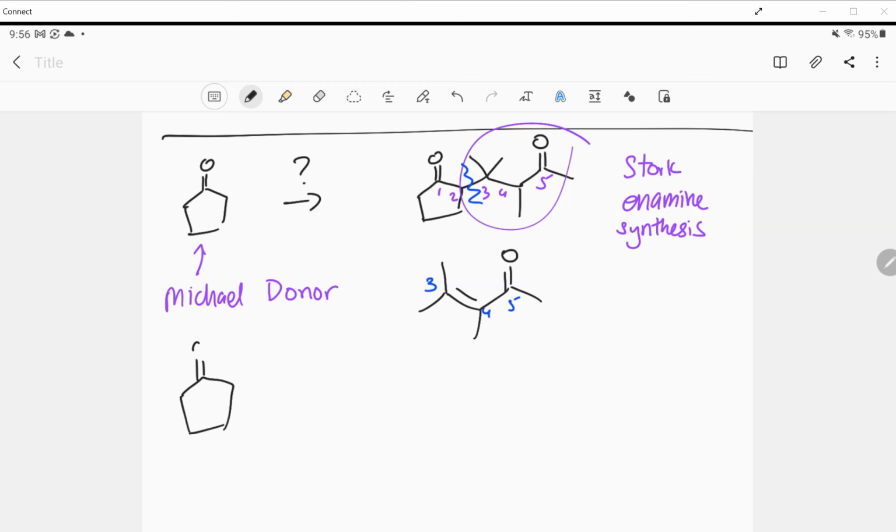Deprotonate? Not yet. KH or LDA? Not yet. Actually, we don't need it at all, in fact. Use an amine? Yeah, since this is an enamine synthesis, we need to make the enamine. And so, specifically, Narek, what type of amine do we need?